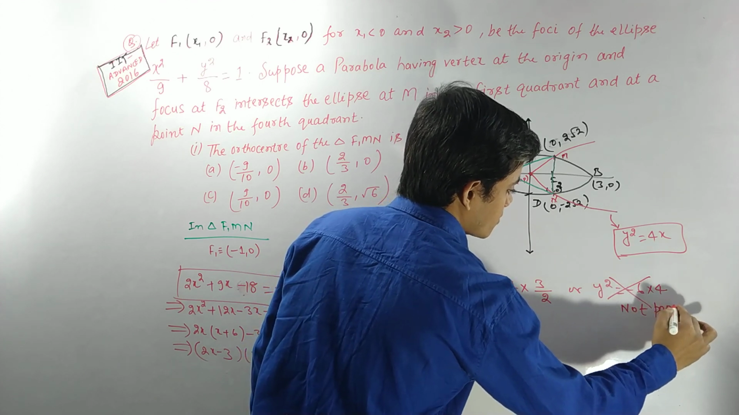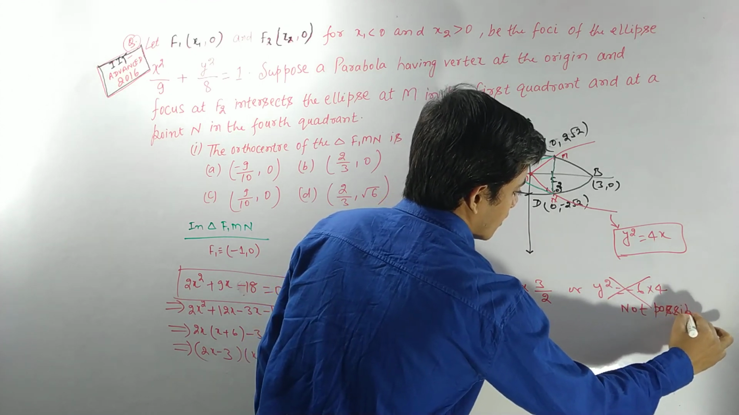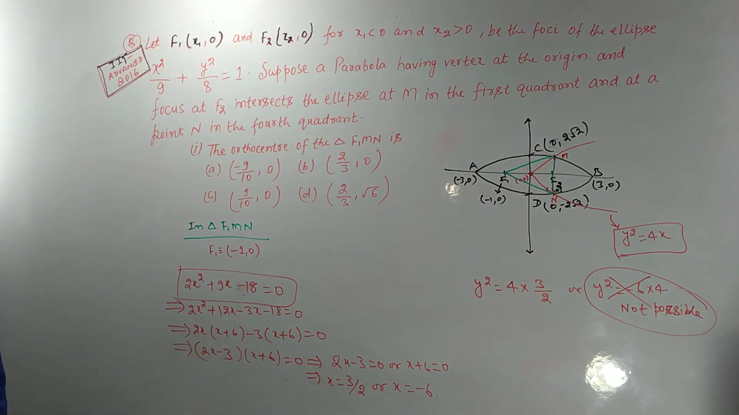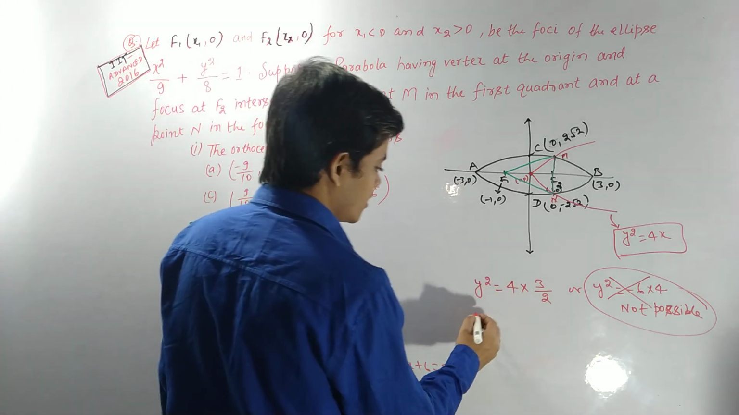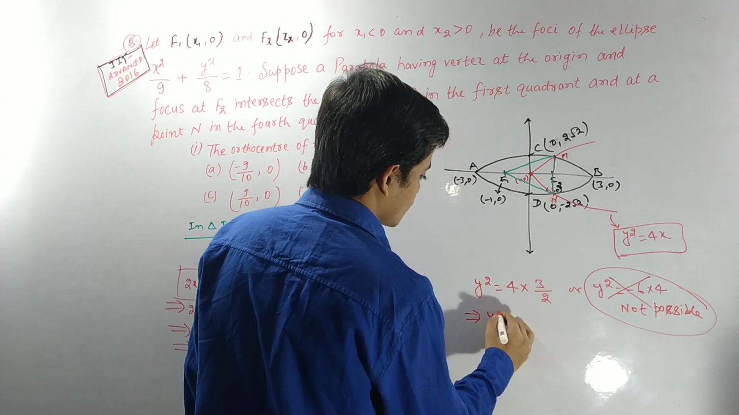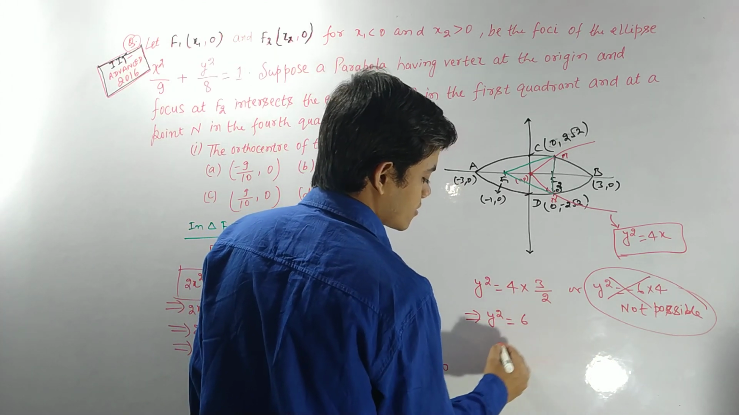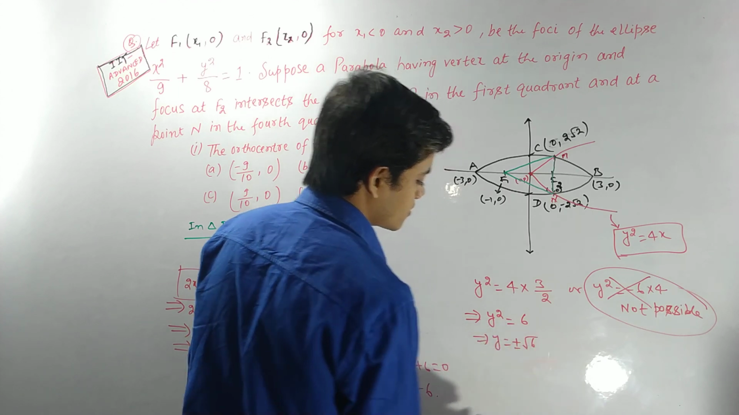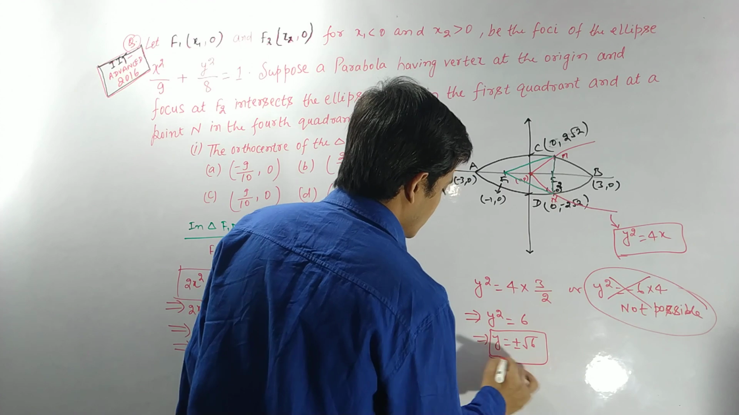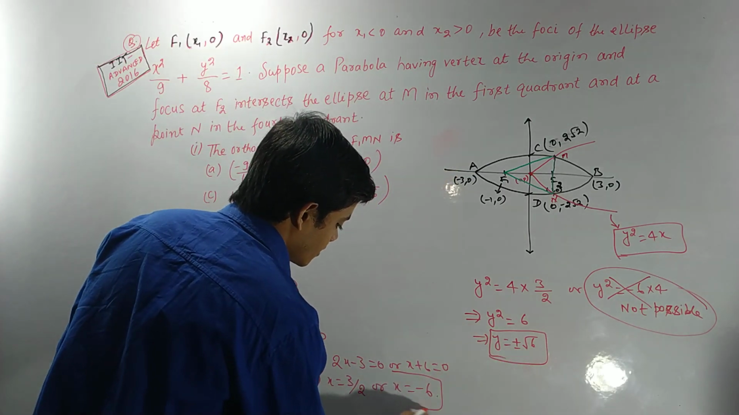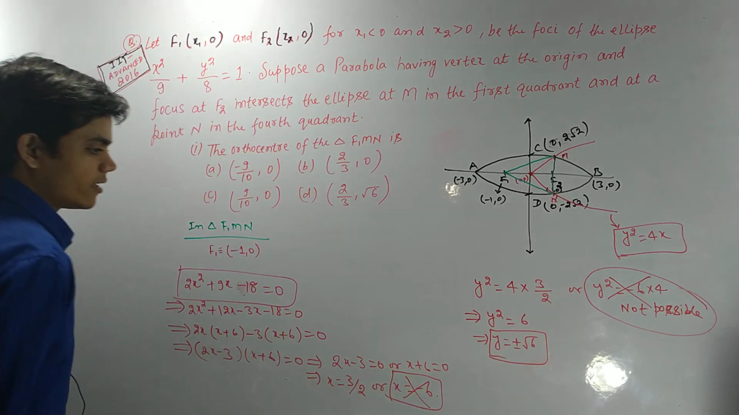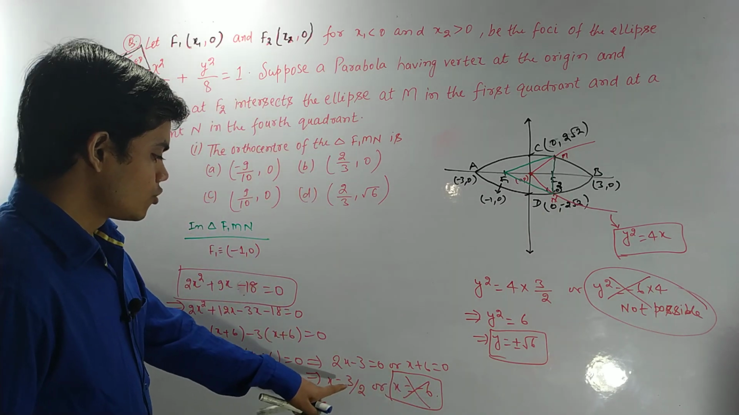Why? Because y square equal to anything negative is impossible. Therefore, the only possibility here is y square equal to 6. Therefore, y is plus minus under root 6. So this other case is not accepted. So finally, we have two coordinates.